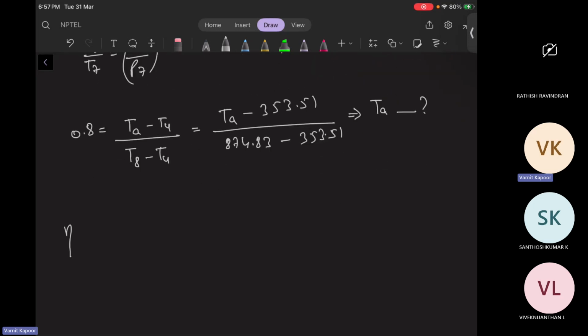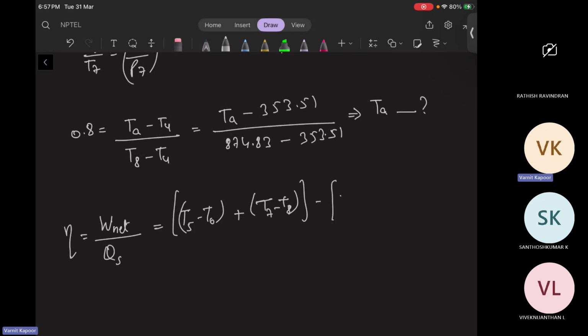So efficiency is nothing but work net by heat supplied. Okay. And work net is nothing but turbine work. Two turbines are there, between 5 and 6 and 7 and 8. So in terms of temperature, we can write, because it's isentropic we are assuming, so enthalpy is directly a function of temperature itself. So T5 minus T6 plus T7 minus T8. So these are turbine work minus compressor work. Two stage compression is given, T4 minus T3 plus T2 minus T1.